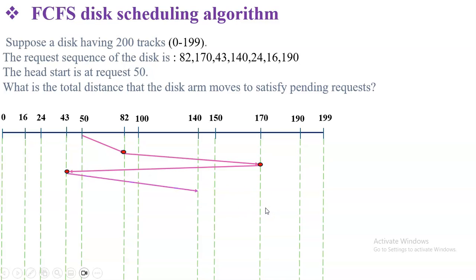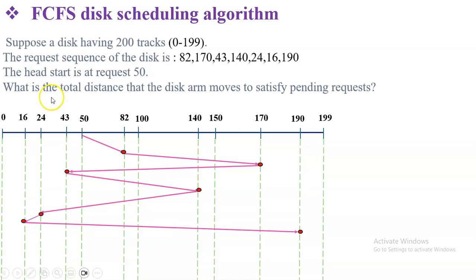After 140 it is 24, so it will come to 24. Then after 24 the next request is 16, so it goes to 16. Then after 16 the last request is for the 190th track. So now it has gone to the 190th track. And this is how all the requests are fulfilled.